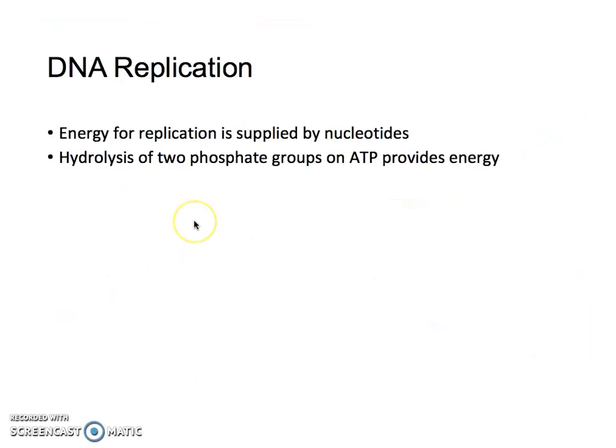So DNA replication. Energy for replication is supplied by the nucleotides. Hydrolysis of the two phosphate groups on the ATP is what provides the energy.